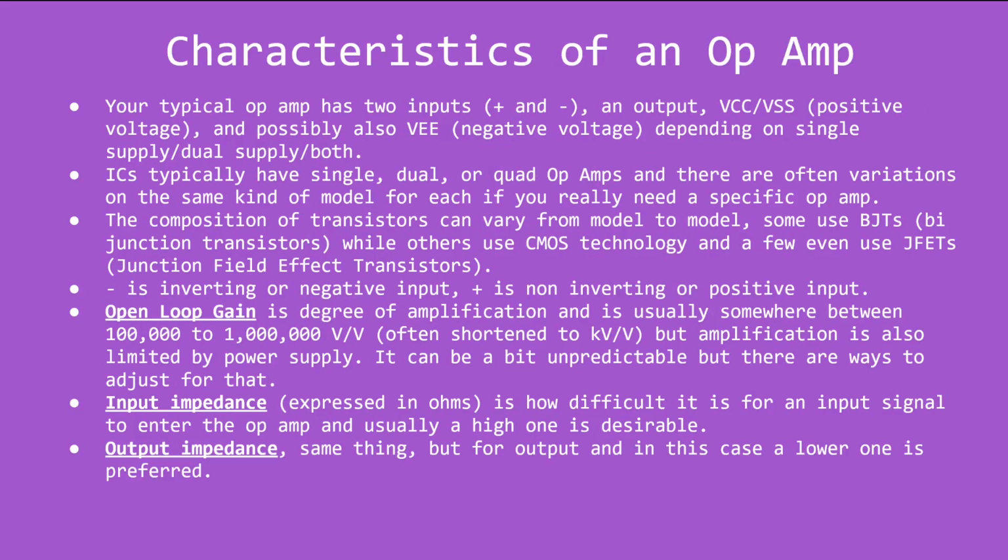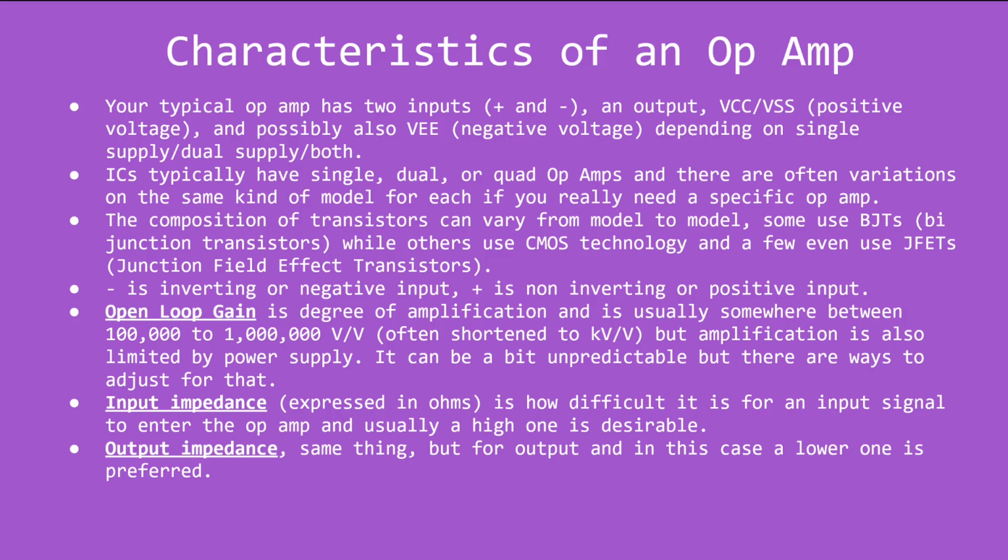Now, I've mentioned that op amps have a number of characteristics that you'll find on a datasheet. Your typical op amp has two inputs and an output, VCC or VSS, which is positive voltage, and either VEE, which is negative voltage, or possibly just labeled as ground, especially if it's single supply only. There are implementations that also give you options for choosing single or double supplies, in that something that has support for double supply can always be set to single mode by putting the negative voltage to ground.